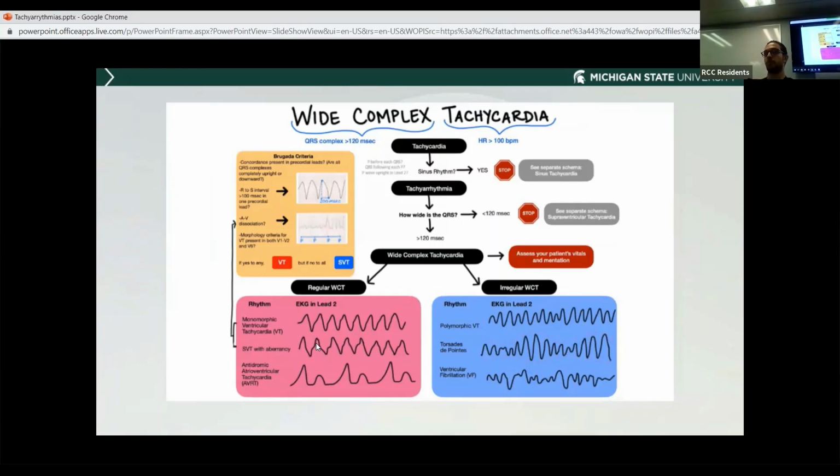A wide complex that's irregular can be seen if the patient has a baseline bundle branch block.